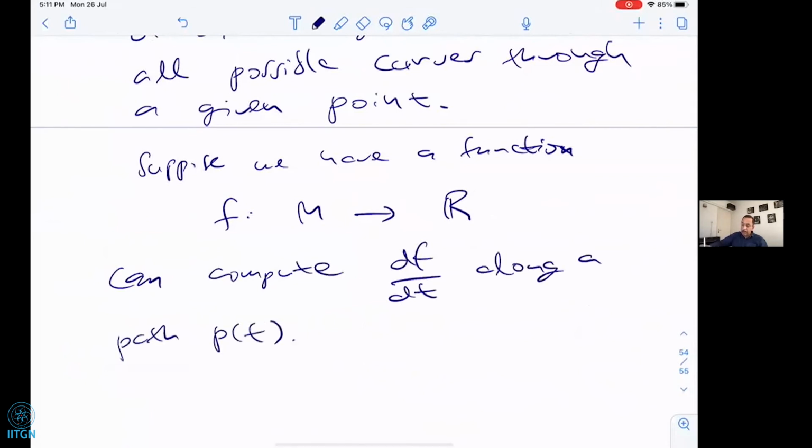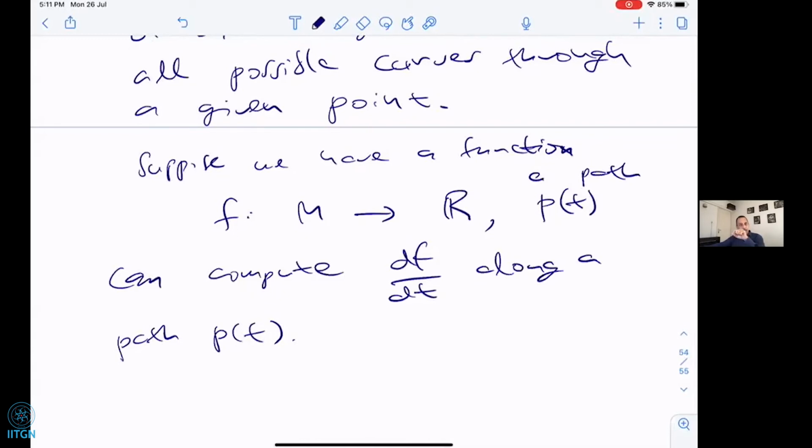So in this third one, I'm considering that there's a function and also a path p of t. Both things. Okay, and I want to compute how the function changes along the path. Not very difficult to find an example. I mentioned temperature as a function on the surface of the earth.